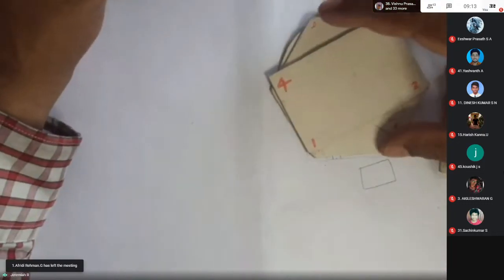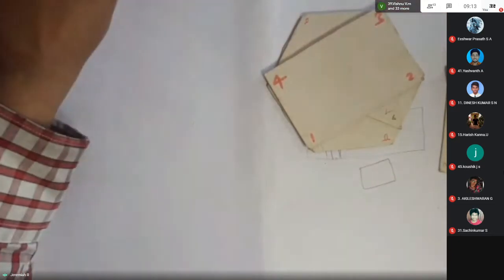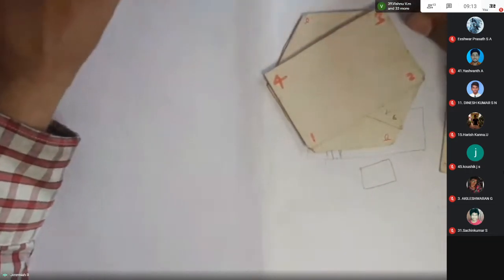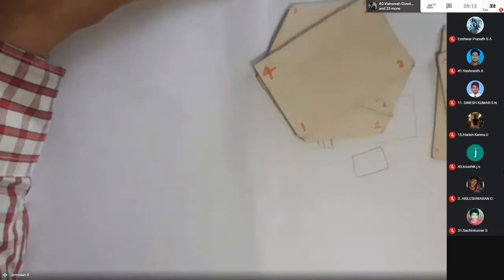Cut it and then place this object in the first quadrant. So try to visualize, then it will be very, very easy for you. Just note on this.